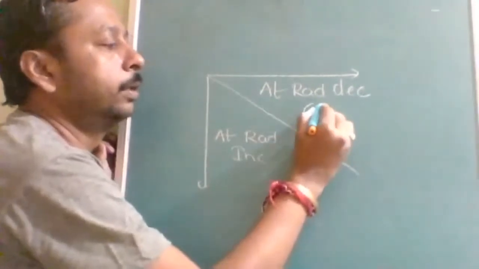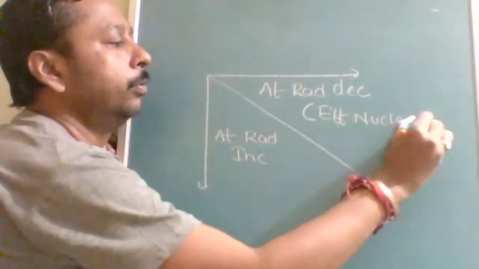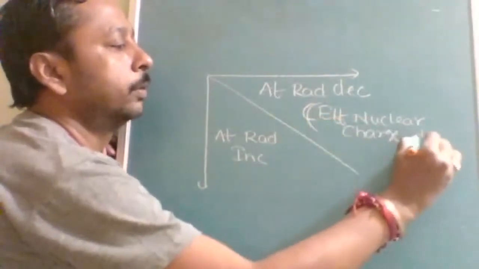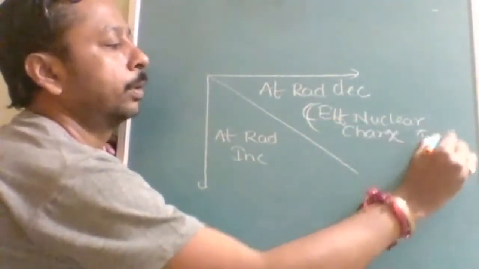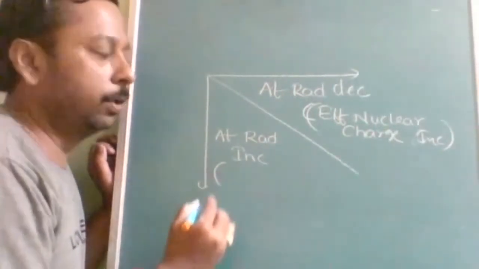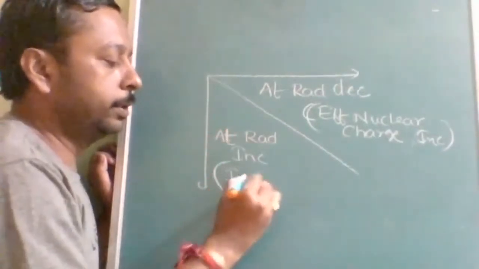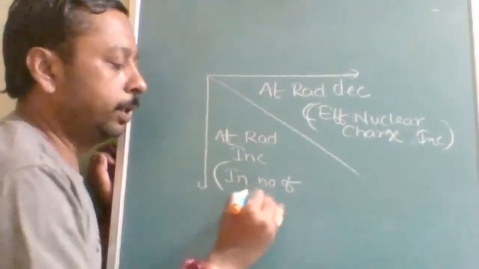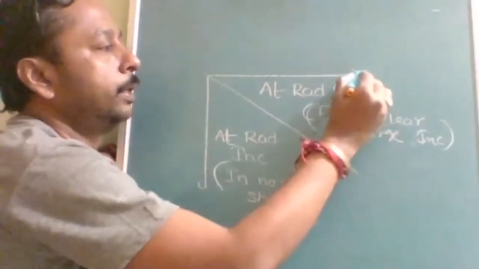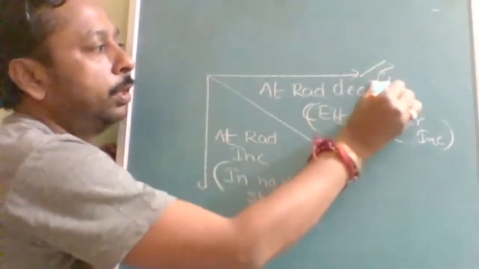The reason is effective nuclear charge. The reason for the decrease is that effective nuclear charge increases. And atomic radius increases from top to bottom because of the increase in the number of shells. The reason is also very important. After the decrease, a slight increase will be there at the last. That slight increase is due to which radius?